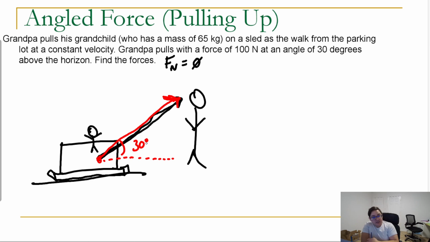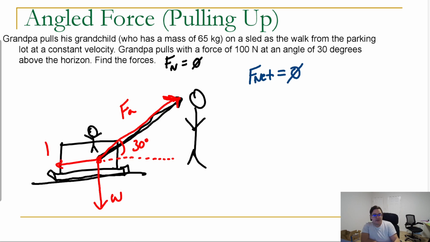Since I actually tell you we're going at a constant velocity, we know F net is also going to equal 0. So that means my forces up equal my forces down, and my forces left equal my forces right. Let's draw all of our other forces in there as well. We have force applied, up at an angle. We have weight. I say force normal, but I tell you in the question it's 0, so force normal doesn't exist. But we do know there's going to be a frictional force to the left.